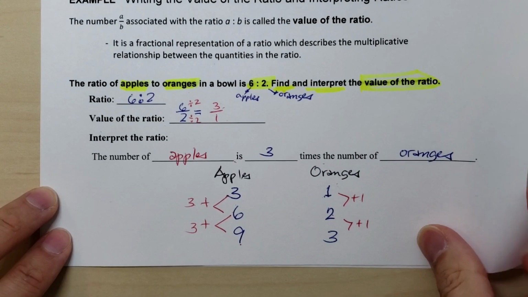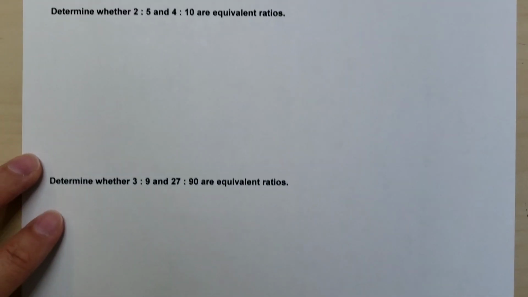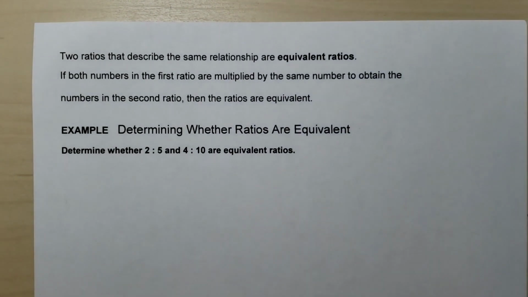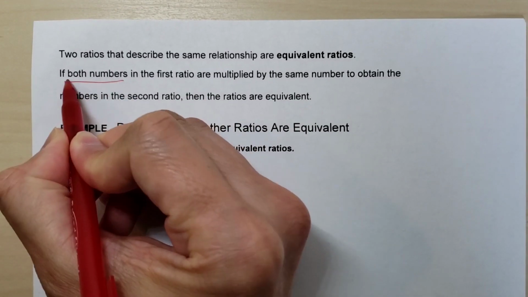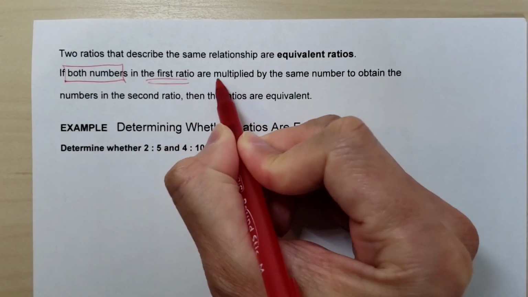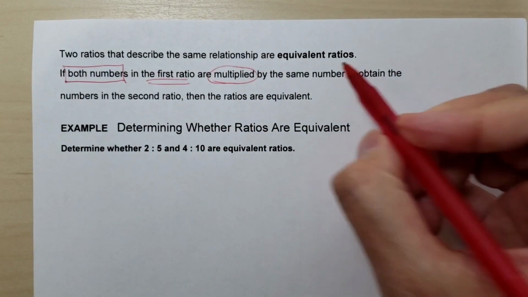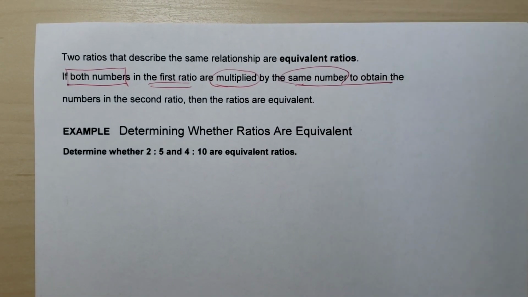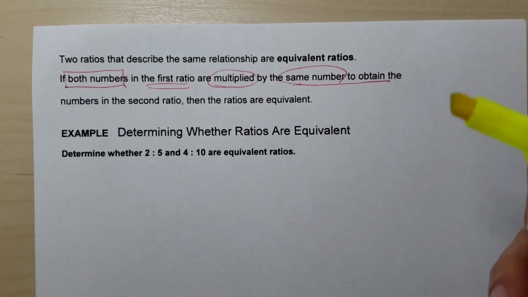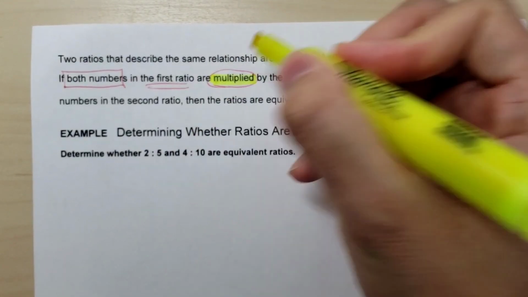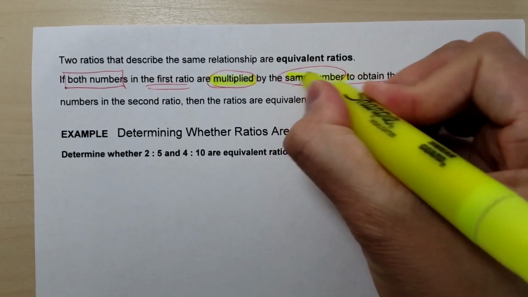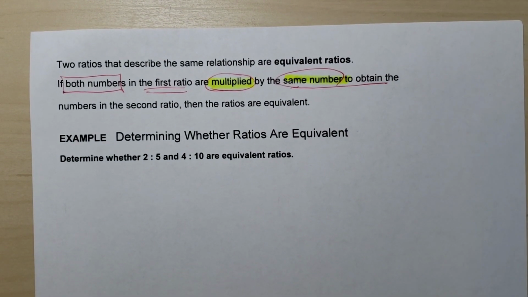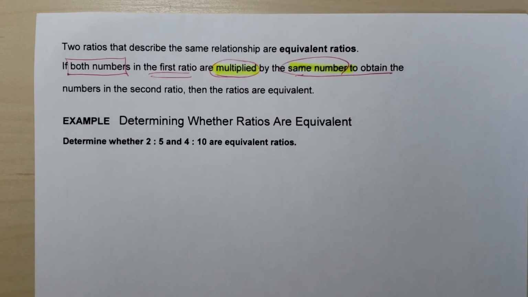We'll practice more later on. So next, how about equivalent ratios? When we say equivalent ratios, that means that both numbers in the first ratio are being multiplied or divided by the same number. Don't forget that. To determine if 2 ratios are equivalent, they should be either multiplied or divided by the same number. If they are multiplied or divided by the same factor, that means they are equivalent.